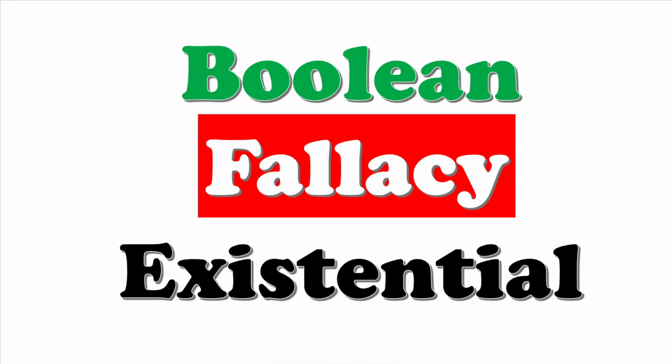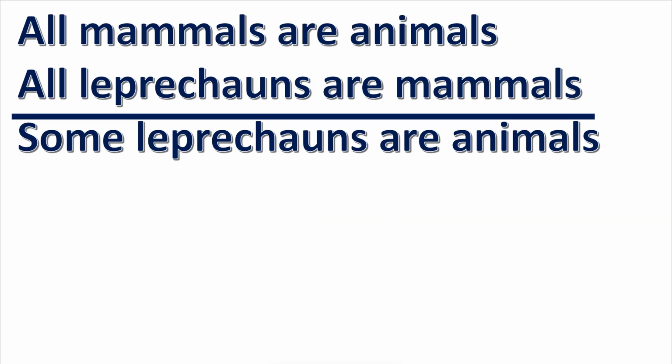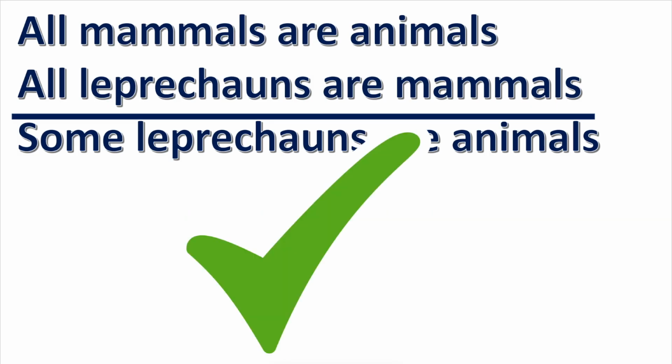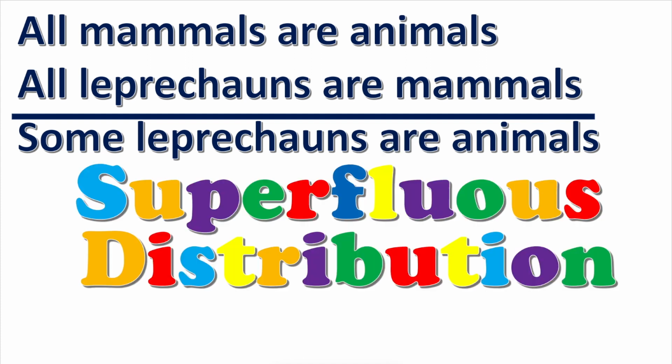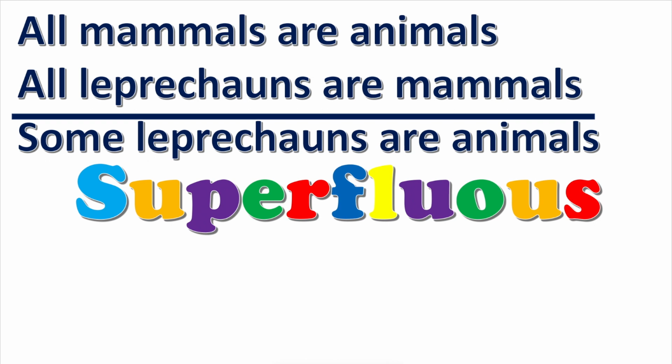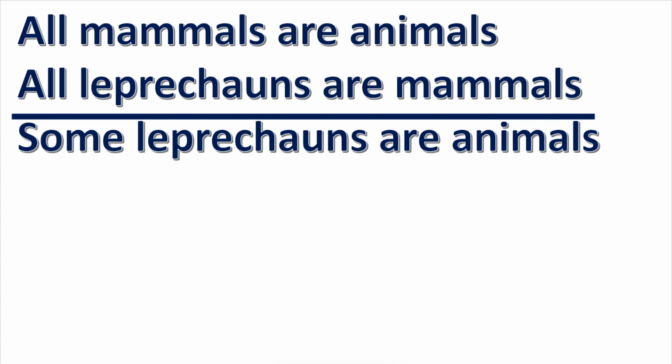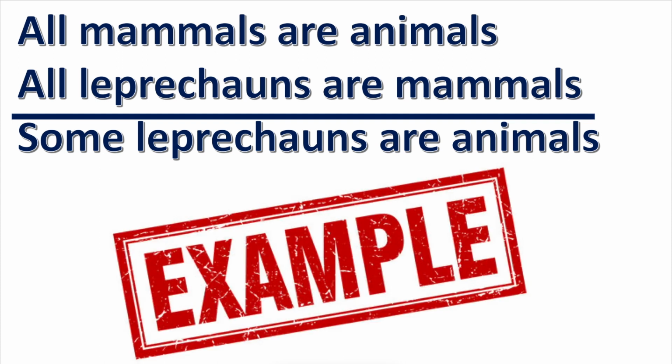The term that must denote actually existing things for the syllogism to be valid is indicated by the superfluous distribution rule, which says the critical term is the term that is distributed more than is necessary to satisfy the first two rules. Here's an example.